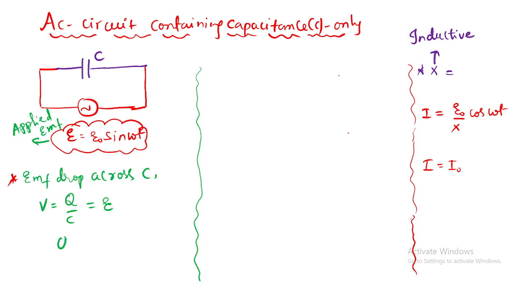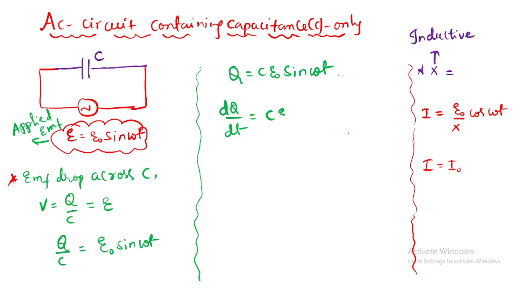So what can I write? Q by C is equal to E, which is E naught into sine omega t. Can I write like that? Next situation. Q is equal to C E naught into sine of omega t. Can I write like that? Differentiate with time on both sides. So differentiation dq by dt, here also C into E naught d by dt.